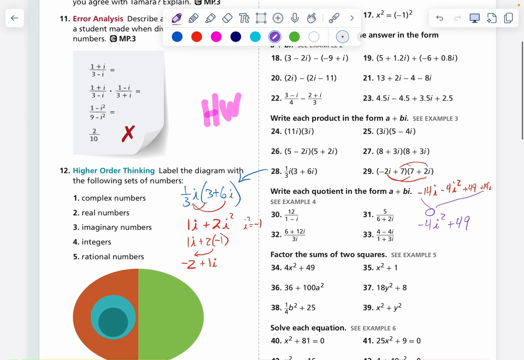What is i squared? Yep. Okay, so that's actually 4 now. So that becomes 4 plus 49, or 53. Did that help? Okay. Any others? Okay.